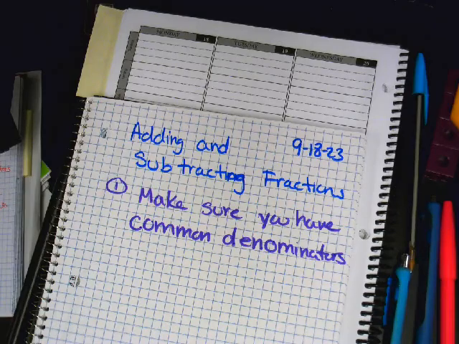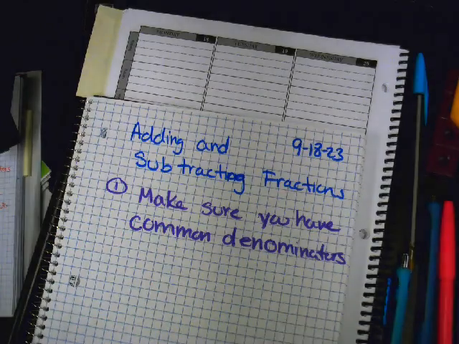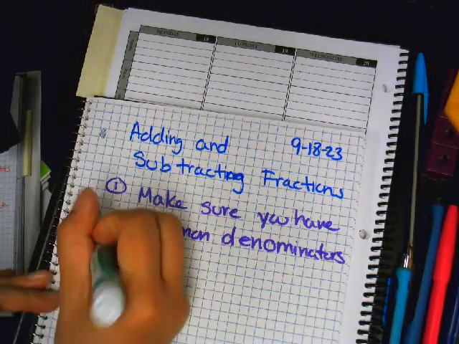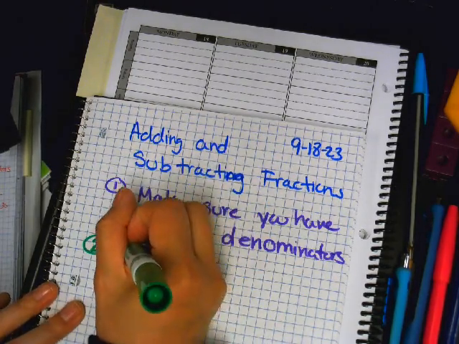So when you're dealing with adding and subtracting fractions, you must make sure that you have common denominators. All right. And then, what's the second thing you have to remember when you're adding and subtracting fractions? Do we add our denominators? Do we subtract our denominators? No. No. I get very mad when I see that.